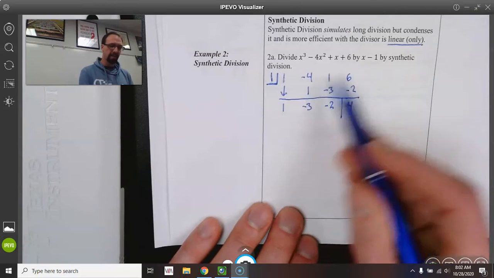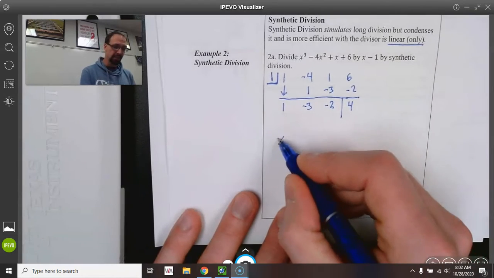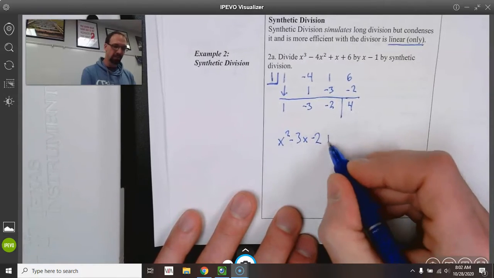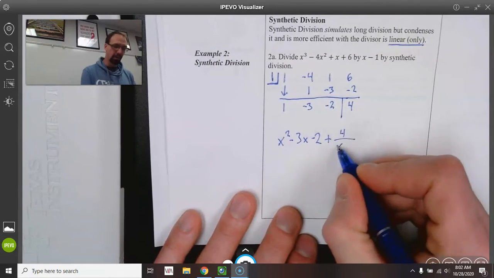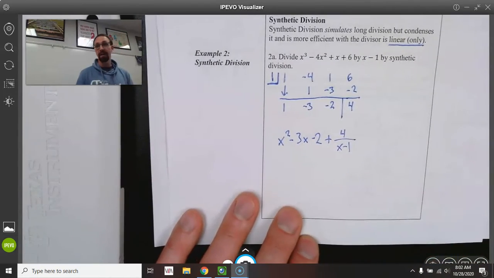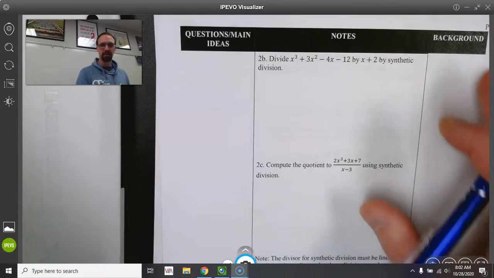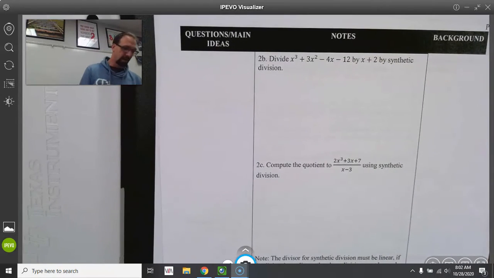So when we divide this by synthetic division, we obtain x squared minus 3x minus 2 with a remainder of 4 over x minus 1. And that is, as you note, our problem from earlier. Jumping to example 2b on the next page. So again, this is now a different problem.